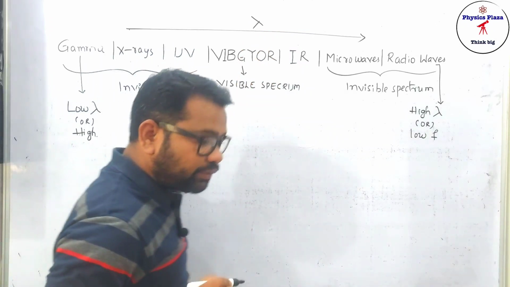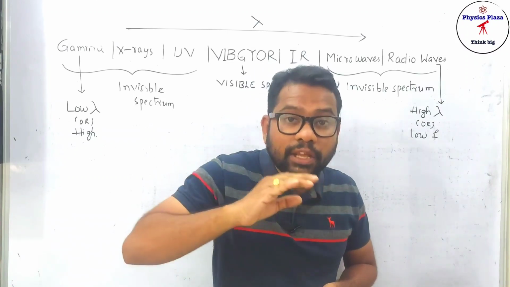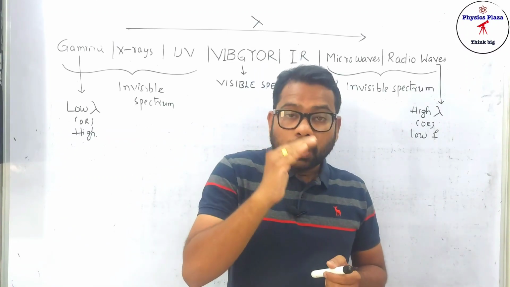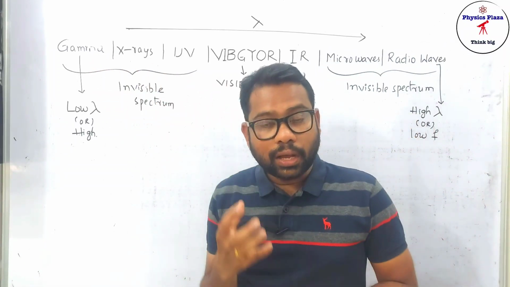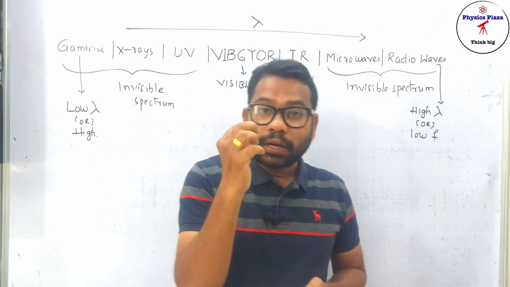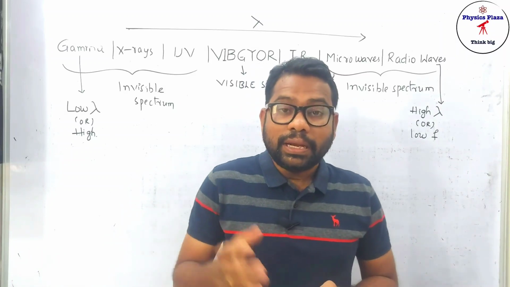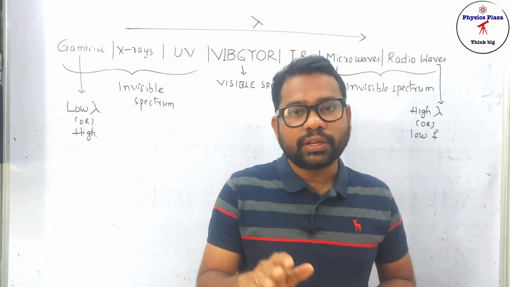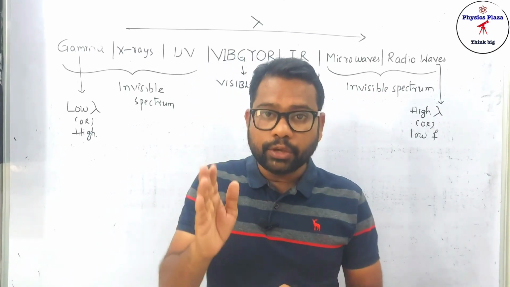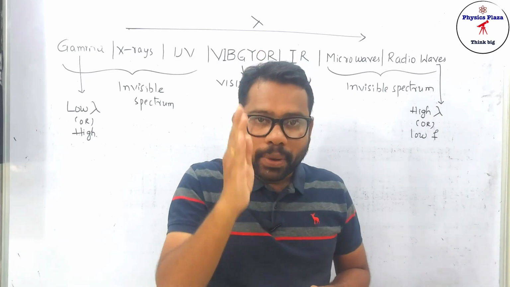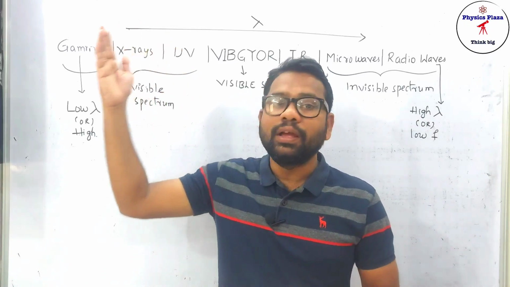So in the exam, if they ask you a question like this: write the names of the electromagnetic spectrum in ascending order of wavelength. Ascending means low to high. So you have to start with gamma and end with radio waves. Or the question might be asked like this: write the names of the radiations in descending order of the wavelength. Descending means highest wavelength to least wavelength. So you should start from radio, micro, infrared, visible, UV, X-rays, and you should end with gamma rays.